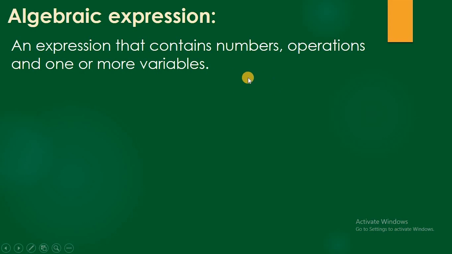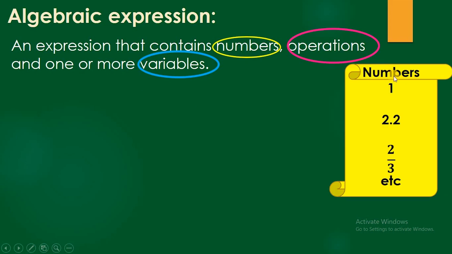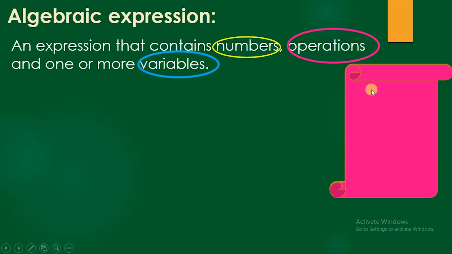Here we are talking about three things: numbers, operations, and variables. What are numbers? Since we have learned about numbers in our previous chapter, the numbers are 1, 2.2, 2 by 3, etc. You can take any number from the group of real numbers. And what are the operations here? These operations mean the mathematical operations like addition, subtraction, multiplication, and division.